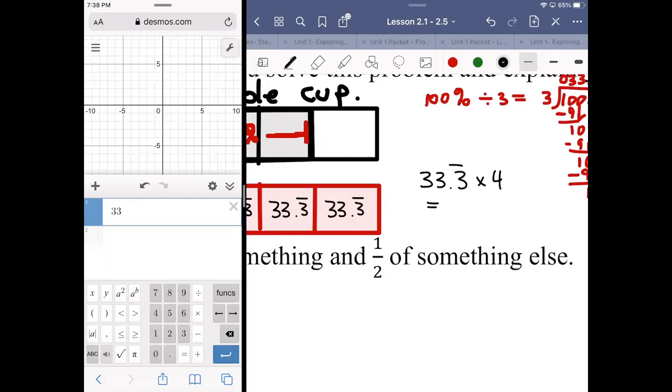So let's do the 33.3, a whole lot of threes, times 4. So you can get after it that way. You're looking at 133.3 repeated percent of the daily value.